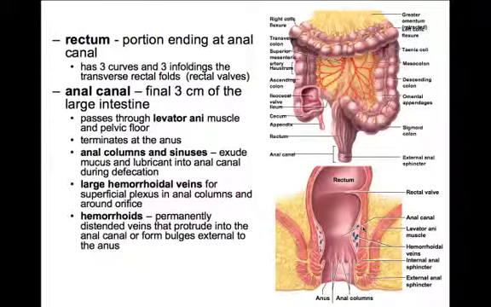There are also large hemorrhoidal veins in the superficial plexus in anal columns around the orifice. And when these become distended, because they don't have valves or anything like regular veins, they protrude into the anal canal sometimes and form bulges external to the anus. This is the cause of hemorrhoids.